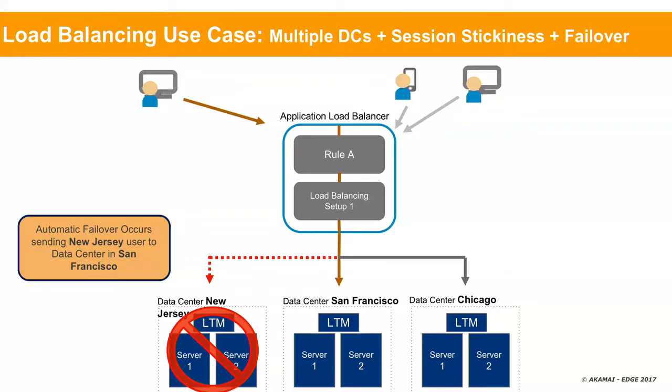Now, say that you have automatic failover turned off. In that case, ALB gives you an option to decide where you want to route traffic to. If the New Jersey data center was down, where do you want to route that end user to? For example, you want them to always go to the San Francisco data center. And that decision can be made via ALB for you.